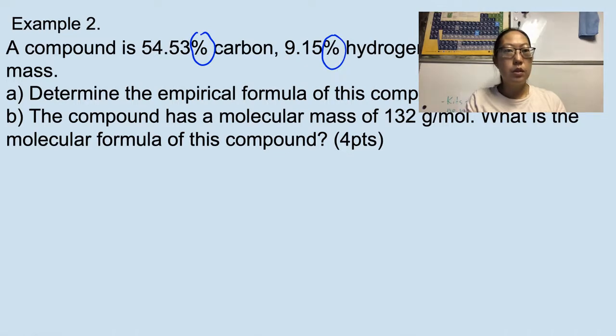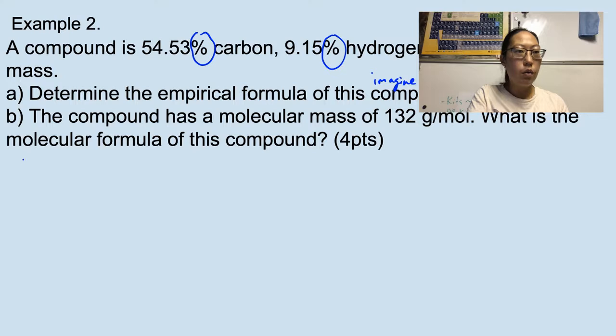But this is not a problem. To determine the empirical formula of this compound, we are going to imagine, because we have great power with our brains, that we have 100 grams of this compound. If it doesn't give you the grams, but gives you percentages, just imagine that you have 100 grams.